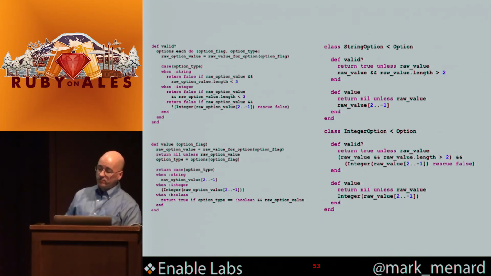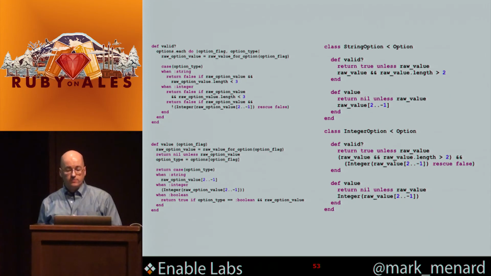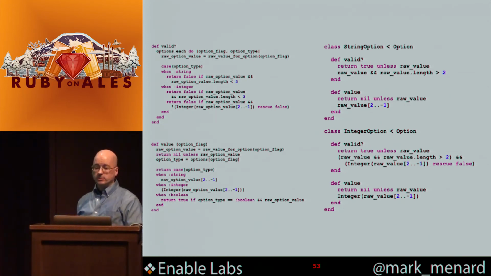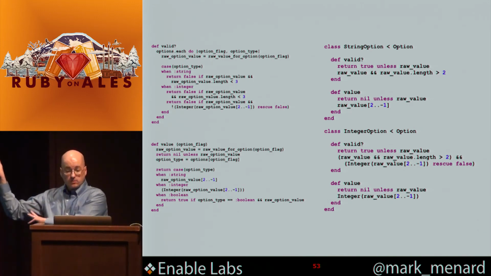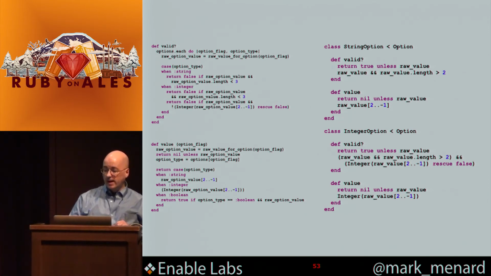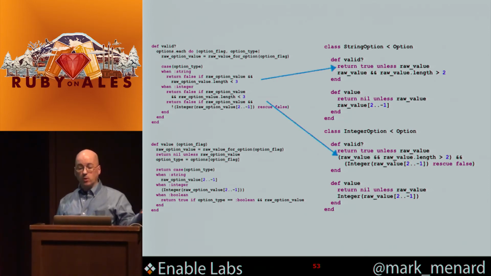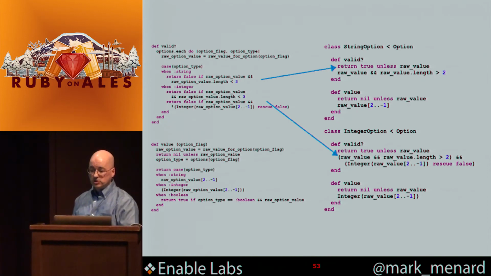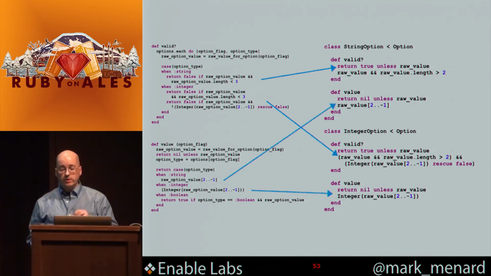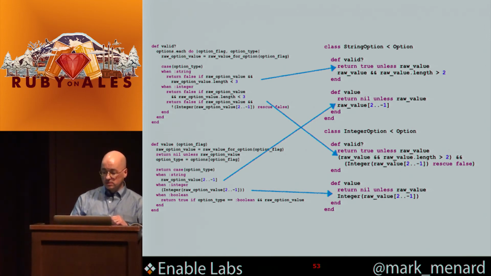So on the left, we have the original valid and value methods from our command line options class. On the right are the new string option and integer option classes. As you can see, the process of creating the option classes on the right was simply picking apart and disassembling the old command line options class, moving the logic to where it belongs. Using a combination of extract class and move method refactorings, we've really cleaned up command line options.